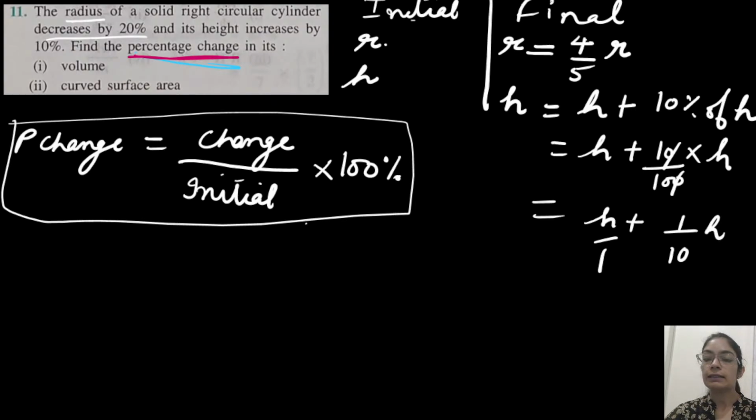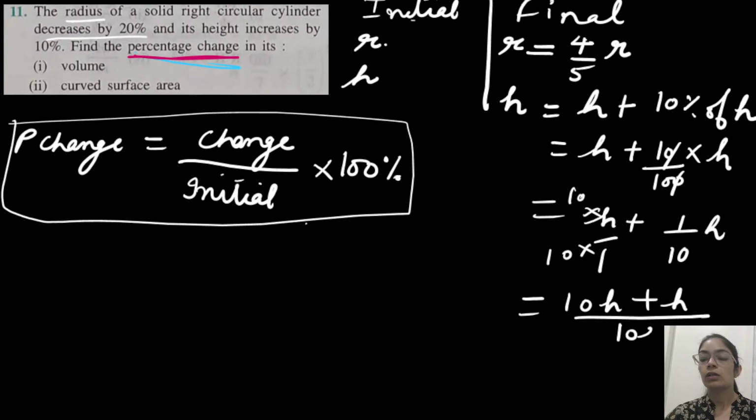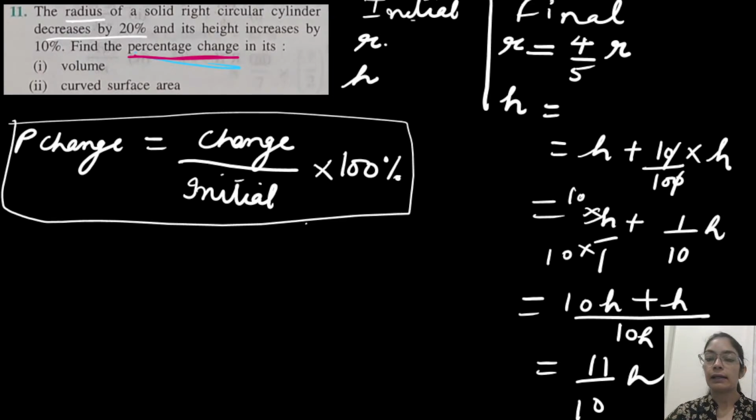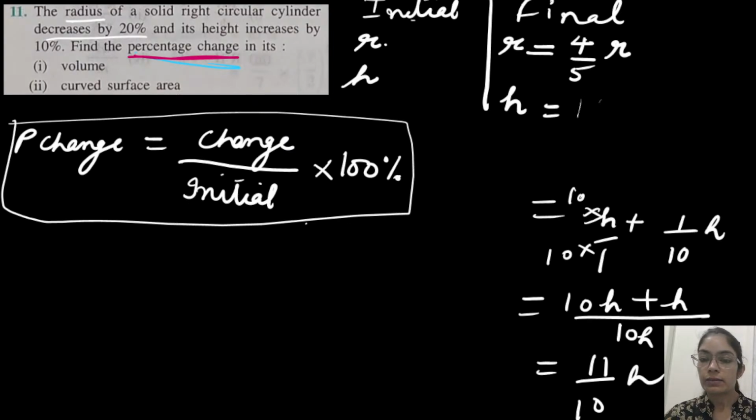Here we can take the LCM, making the denominator the same. So this will become 10h plus h by 10, which equals 11 by 10 h. So here we can write the value, this is equal to 11 by 10 h. This working you can do, it's very simple. So both the values I have written.